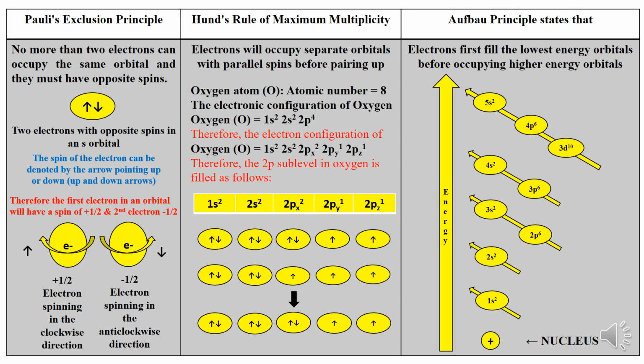So as per the Aufbau principle, electrons first fill the lower energy orbitals before occupying the higher energy orbitals. And the 1s orbital will be the lower energy orbital, and it is very close to the nucleus, and therefore it experiences a very strong attractive force towards the positively charged protons present in the nucleus of the particular atom. And here in this case, the 5s orbital will be the higher energy orbital because it is far away from the nucleus, and it experiences very weak attractive force towards the positively charged protons of the nucleus.